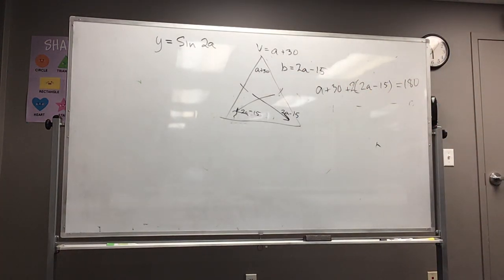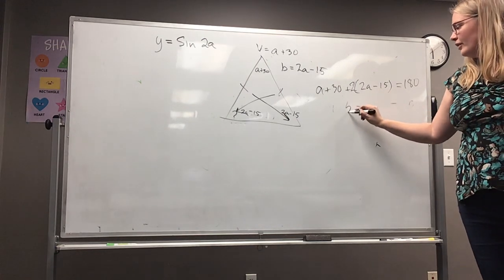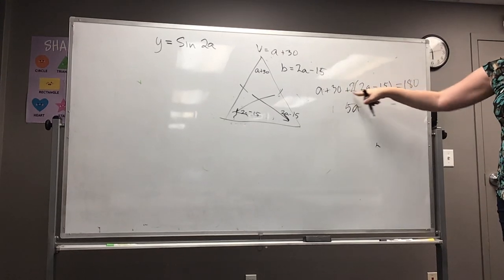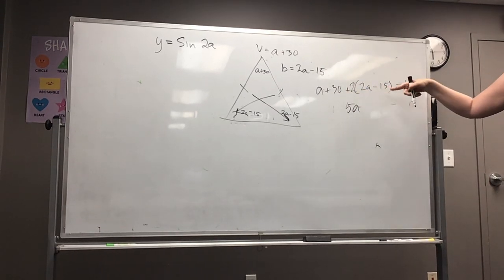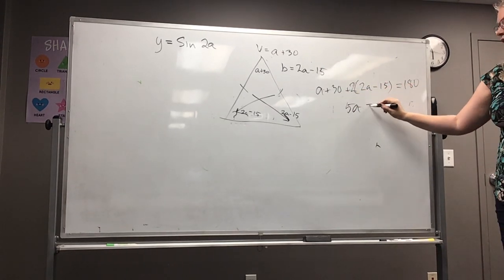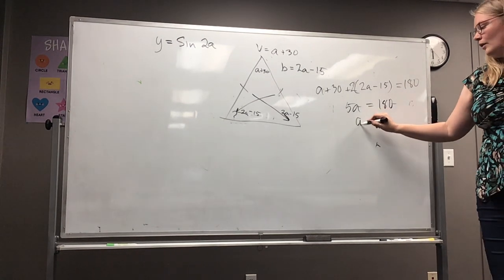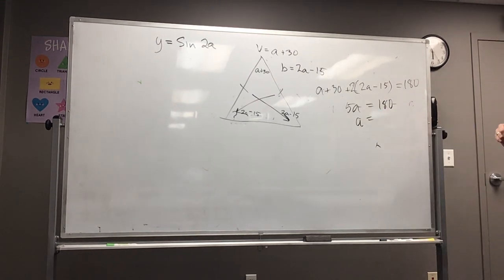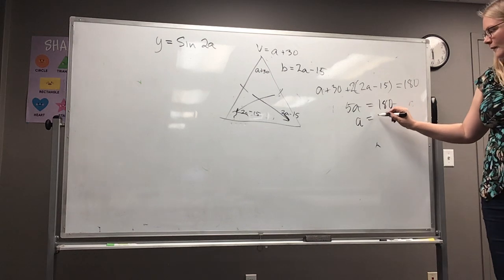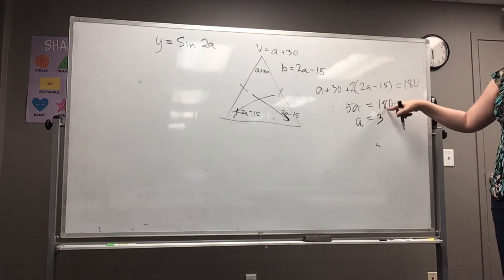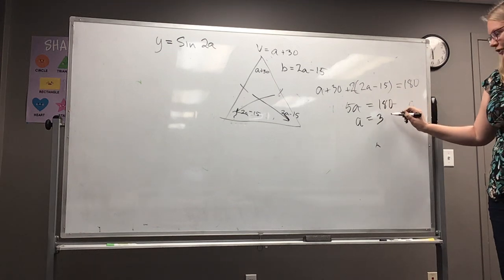So, real quick, we'd end up with 5a, and plus 30 minus 30 disappears. And so it's just 5a equals 180. Divide both by 5. What do we get? 36, because it goes into 180. Gotta finish off the problem.